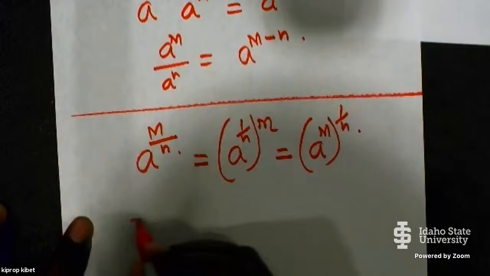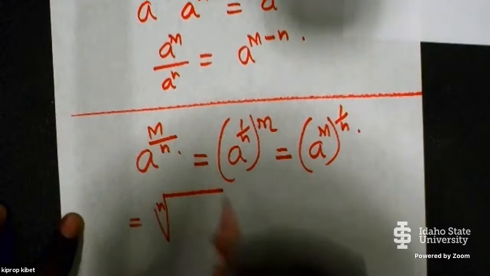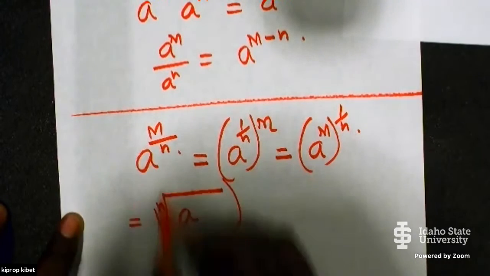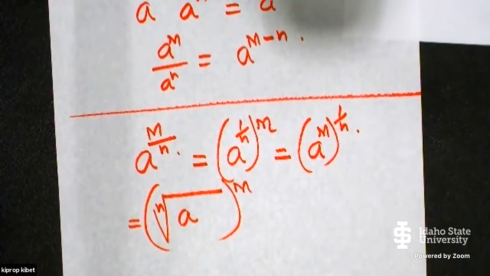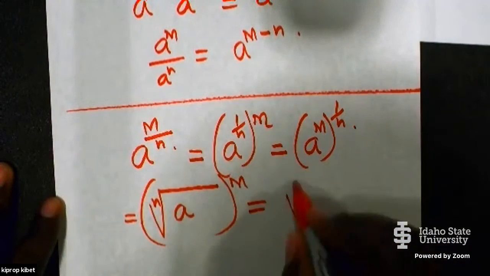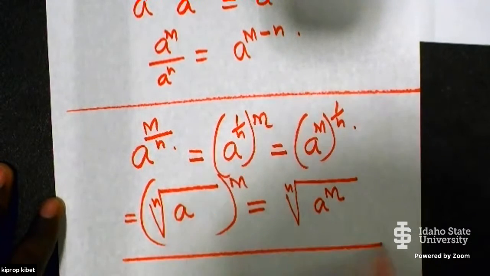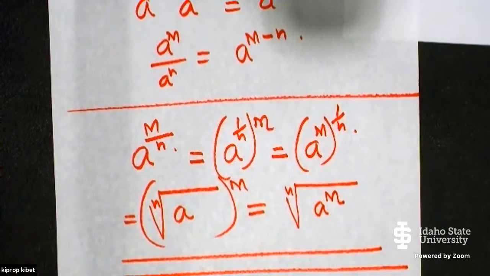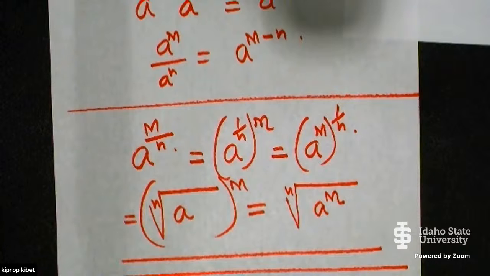Also, this is similar to what? The nth root of what? Of A, then raised to M. Okay? And also, this is similar to the nth root of A raised to what? A raised to M. So all those are the same.